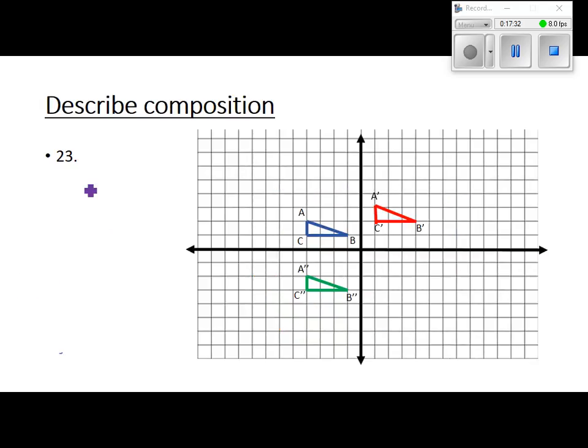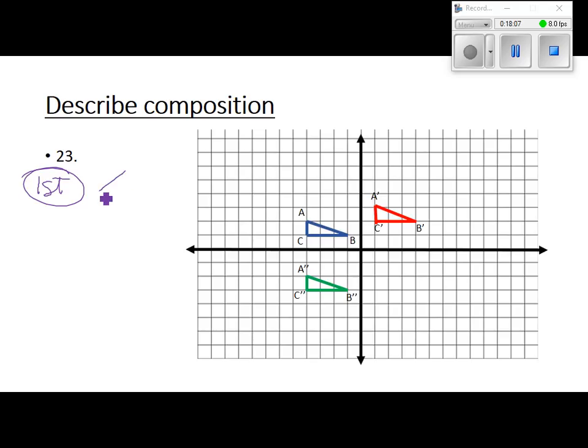Number 23. They want us to describe this composition. You don't have to draw the graph here. All we're going to do is describe it. So we're going to have 2 parts. The first part, what shape to what shape are we going for? Blue to red. Does everybody agree with that? How do we want to describe it? Do we want to use the rules, or do we want to use vector form? Vector form because it's shorter. All right, doesn't matter to me.